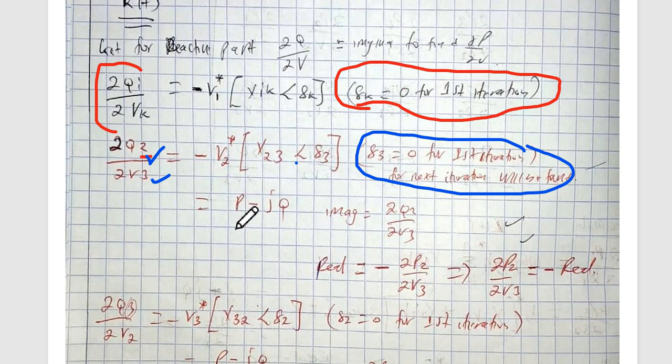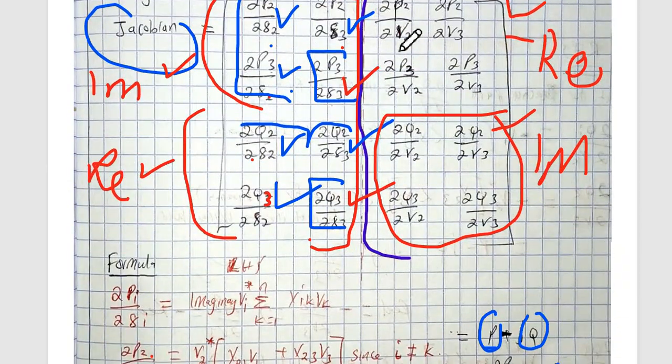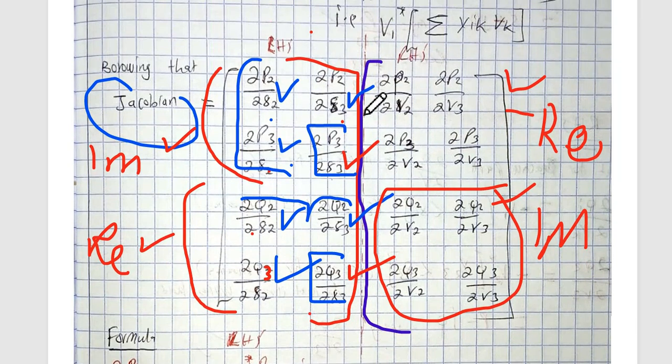So as usual, you'll have the answer in rectangular form, p minus jq. So imaginary will give us partial q2 partial v3. Remember, on the right hand side you're dealing with v's, partial p partial v, but on the left hand side you're dealing with partial p's partial del. So that's the difference. This one we're dealing with voltage, the other one we're dealing with del.